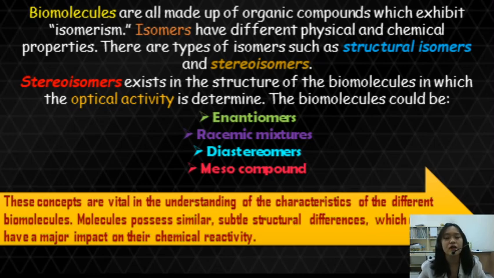So what are isomers? Isomers have different physical and chemical properties. So the chemical and physical properties of your isomers are different. There are two types of isomers: the structural isomer and the stereoisomer.